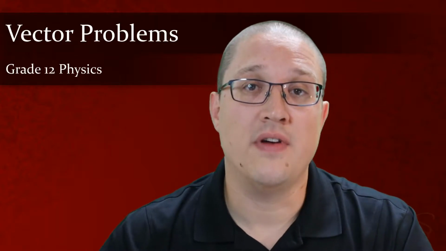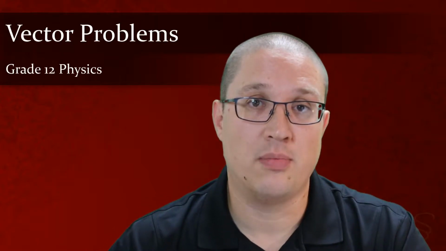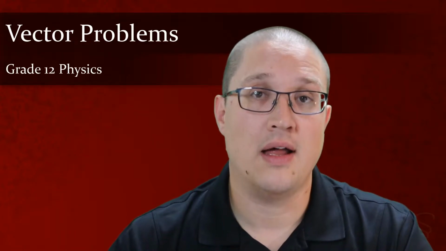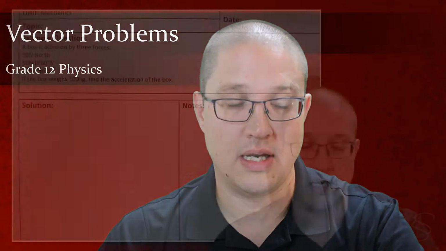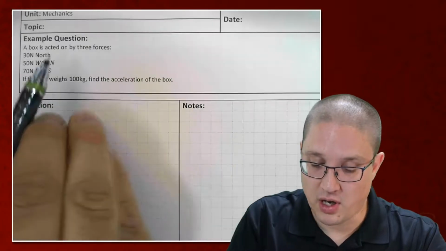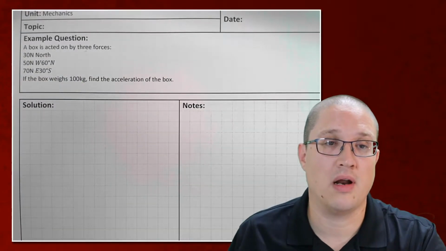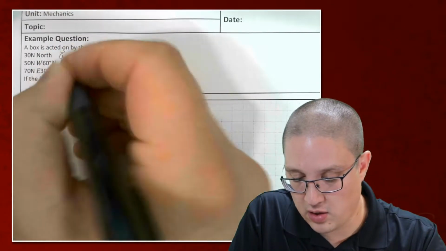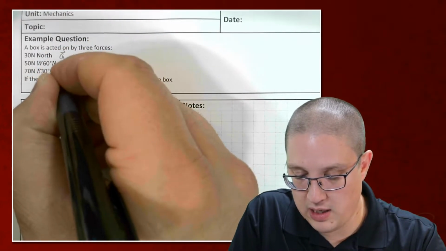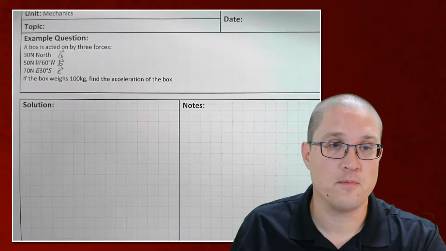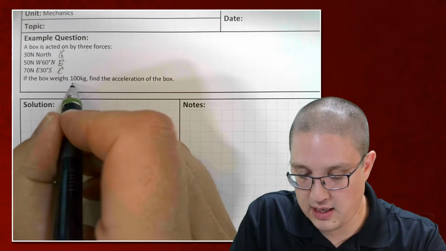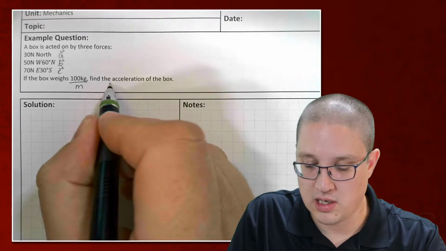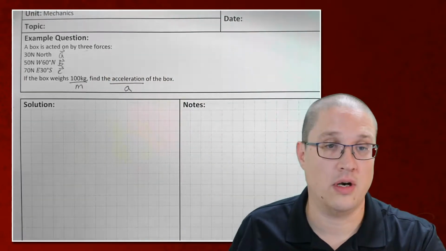Hello. In this video, we're going to take a look at a complete vector problem where we put all of this together and see what we can figure out. Let's take a look at our example here. First off, notice we have a box that's acted on by three forces. We've got three different vectors here. Let's call them A, B, and C. And we've got a mass of a box, and we are looking for an acceleration.